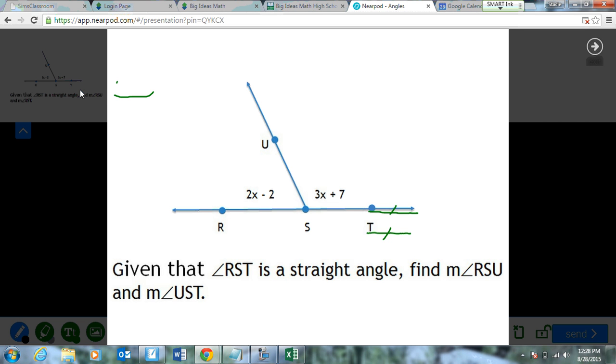Okay. Angle. Okay, don't tip it down. Face forward so you're paying attention to the speaker. Angle RST is a straight angle. Okay, it's lunchtime. Leave your iPads on your desk, please.